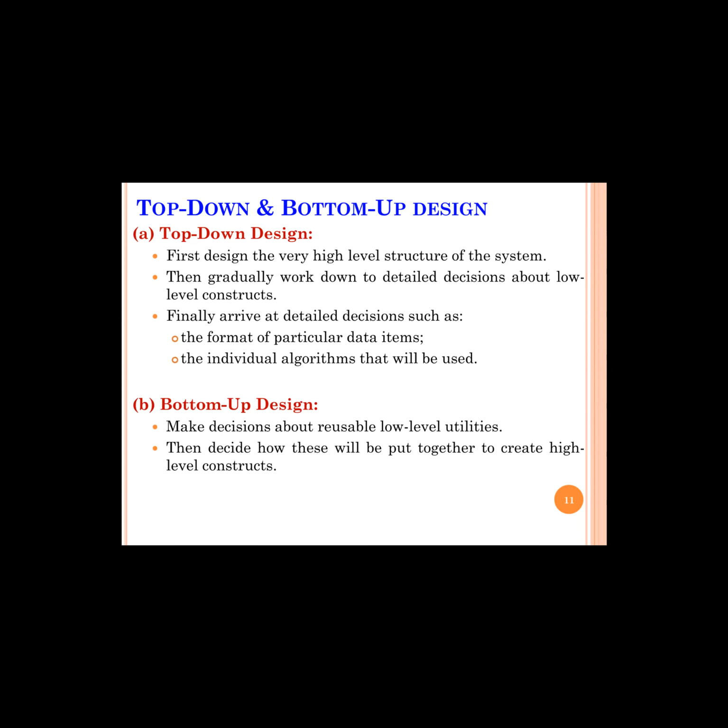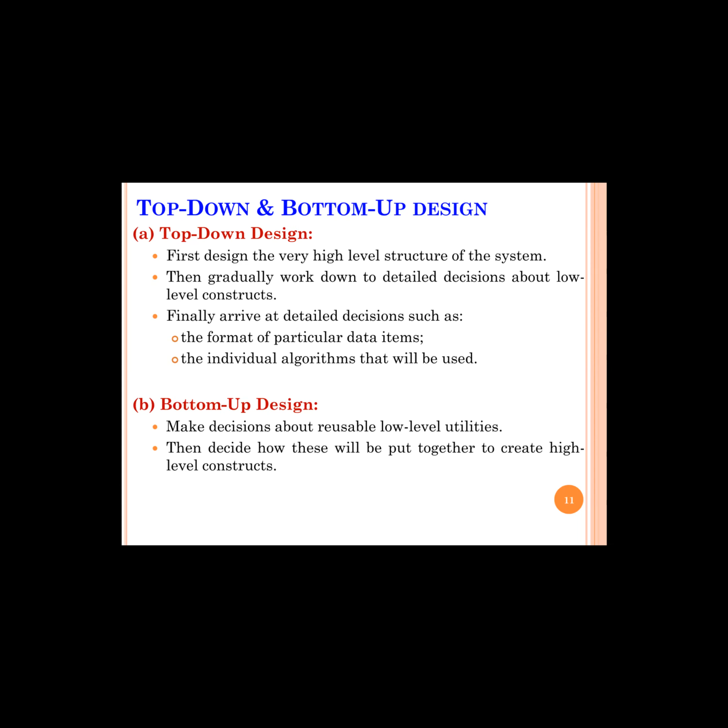Say in the top-down approach or top-down design, first design the very high level structure of the system. So the overall high level structure of the system should be defined. Then gradually work down to detailed design decisions and low level constraints. So we will take the complete picture in the beginning. While mentioning the complete picture, we will specify this many number of components we are going to use. These are the classes we are going to use. These are the functionalities we are going to make use of. If you are going to use any embedded code, that also should be mentioned.